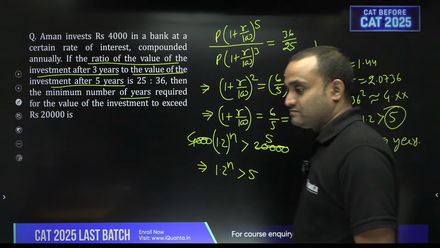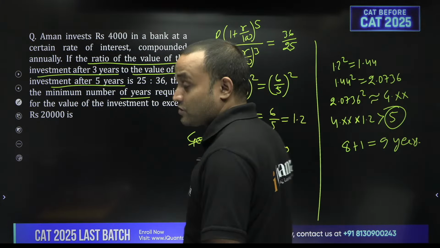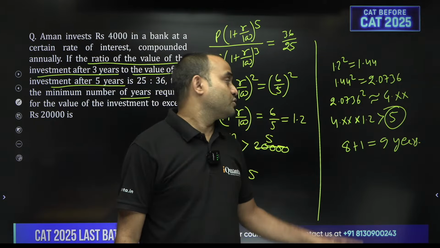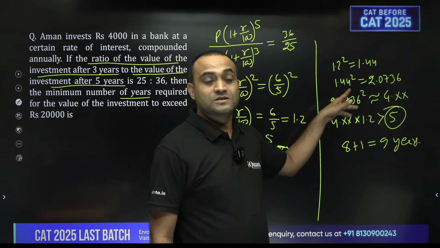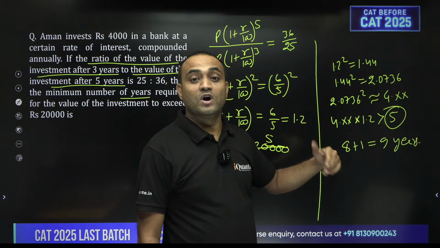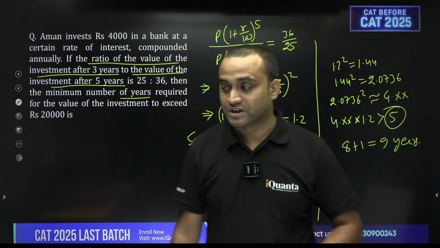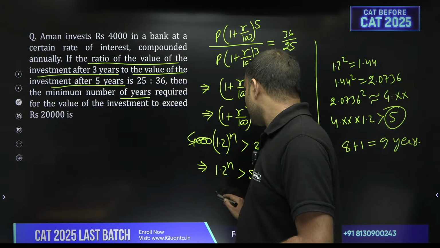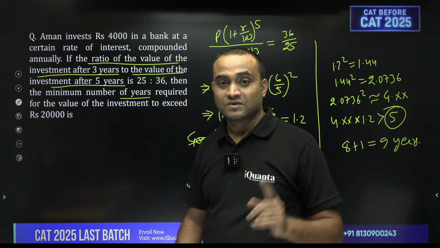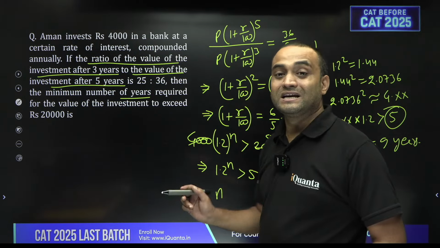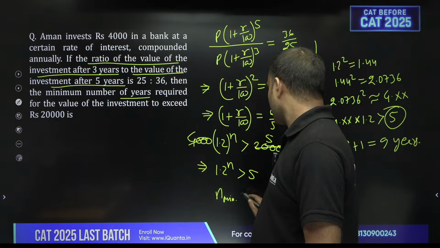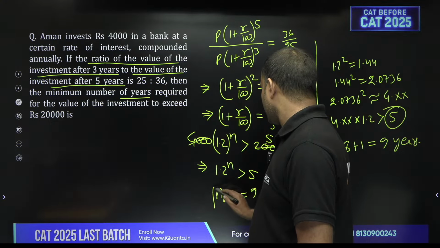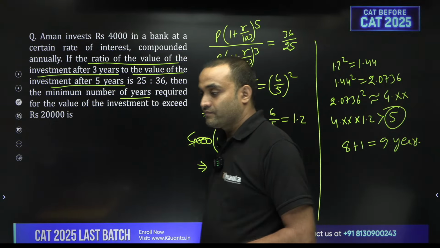But once again, instead of doing this, because lots of calculations are there, even if you know this value, after that you will have to multiply this by this and multiply by 1.2 again. So, why not use the calculator, right? So, use the calculator and you will get that n minimum will be 9, right? So, minimum value of n will be equal to 9.